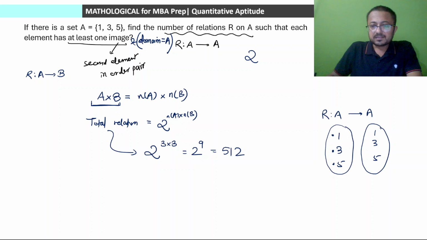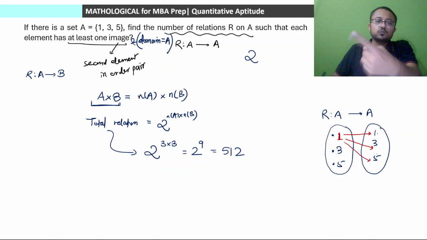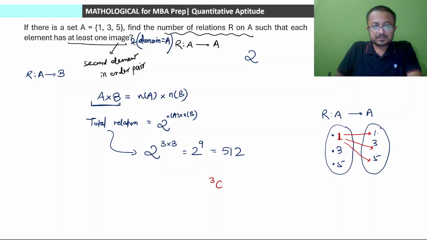So if we consider for the first element that is equal to 1, so either 1 will be connected to exactly one element, in which case 1 may be connected to 1 only, or 1 may be connected to 3 only, or 1 may be connected to 5 only. So out of these three we have to choose one. So in 3C1 ways we can make ordered pair starting with 1, isn't it so? So that can be (1,1) or (1,3) or (1,5).